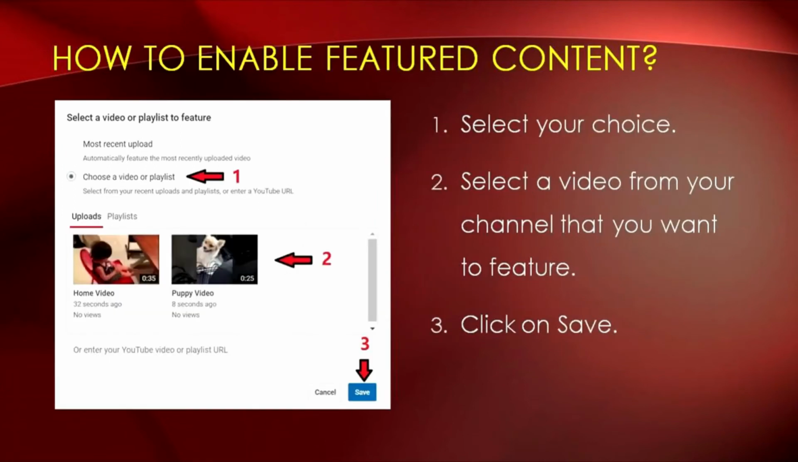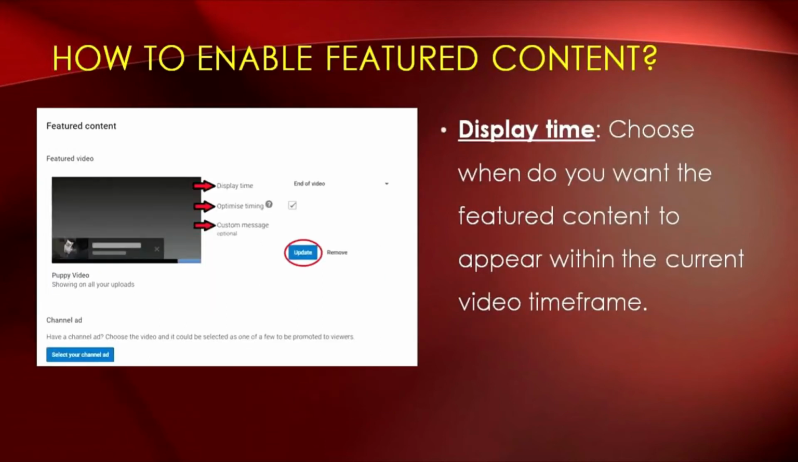So let's just say you choose to feature a video or playlist. You have to select an existing video from your channel that you want to feature. Then click on the Save button on the bottom right. You will then be looking at this customization of your selected featured content. There are 3 things you would need to customize.